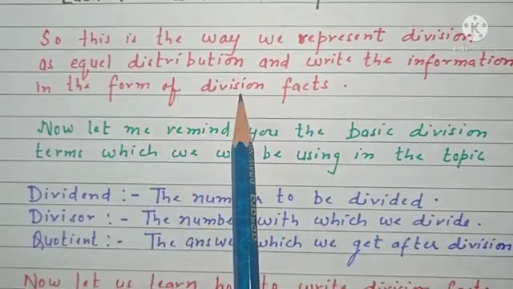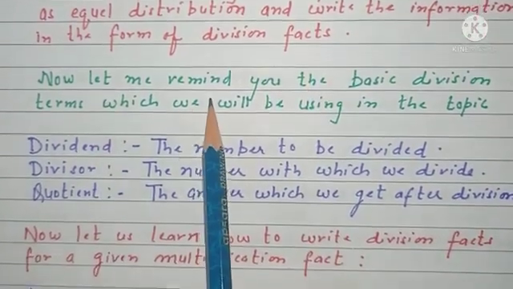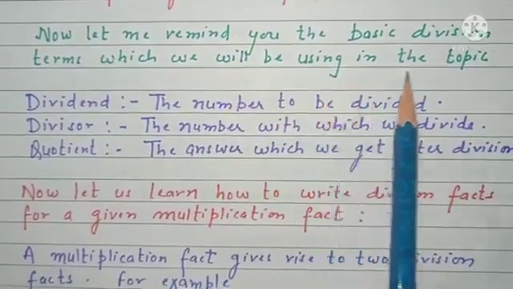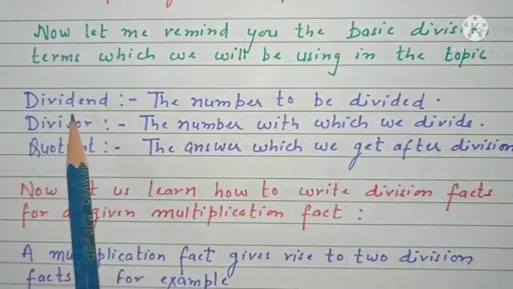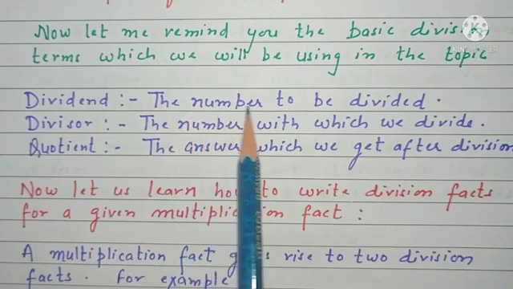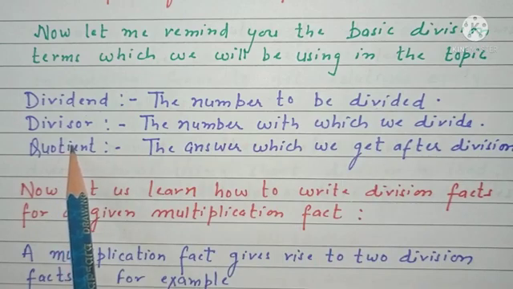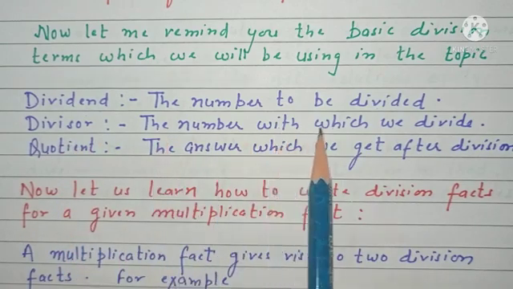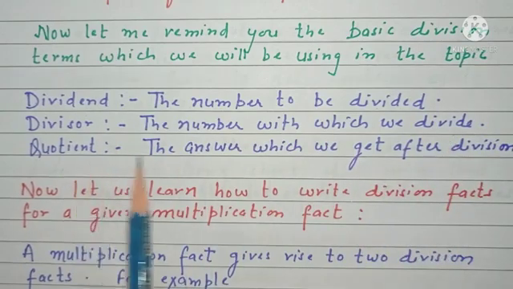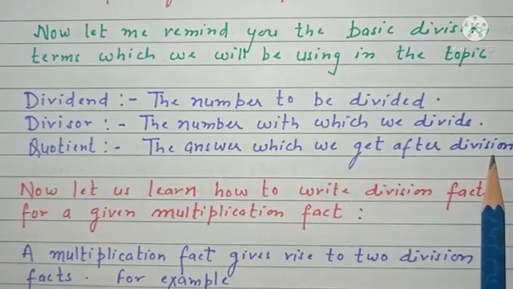So students, this is the way we represent division as equal distribution and write the information in the form of division facts. Now, let me remind you of the basic division terms which we will be using in this topic. Dividend. Dividend is the number which is to be divided. Divisor is the number with which we divide. And quotient is the answer which we get after division.